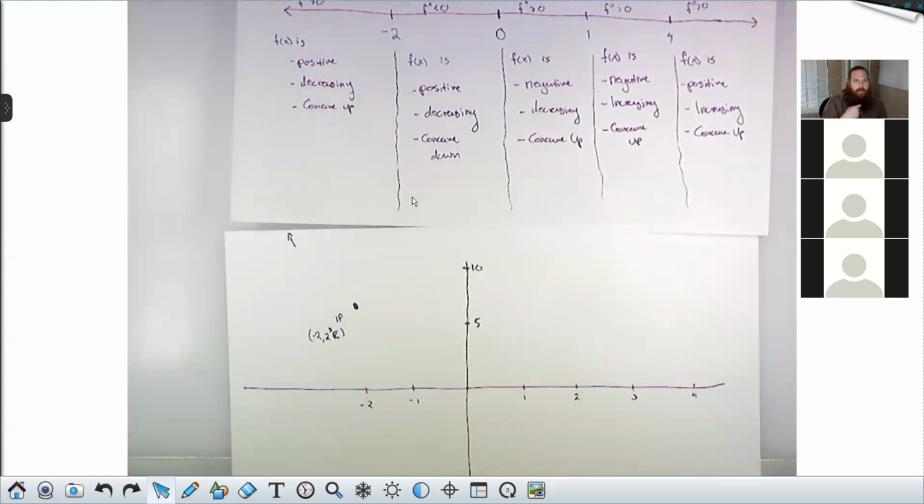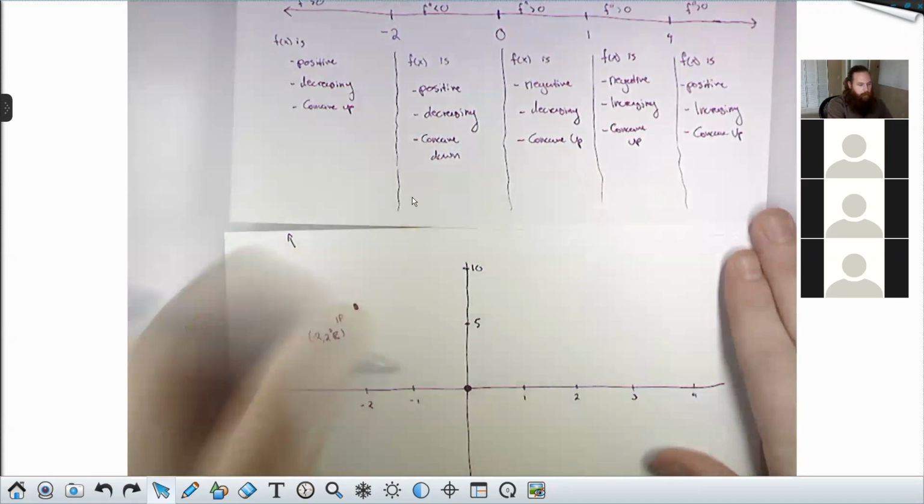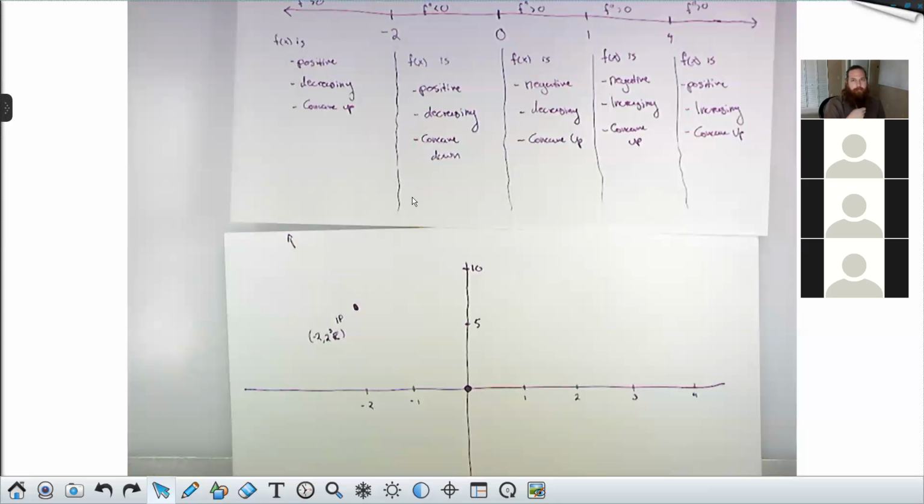Moving on, the next point of interest is at 0. I know I have an x-intercept there. It's also my y-intercept. And what else is going on there? Well, f goes from positive to negative. Okay, so we're going to go from up here to down here. Decreasing to decreasing. Concave down to concave up.